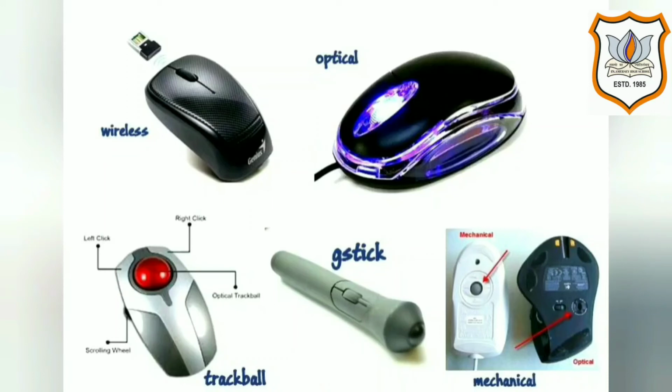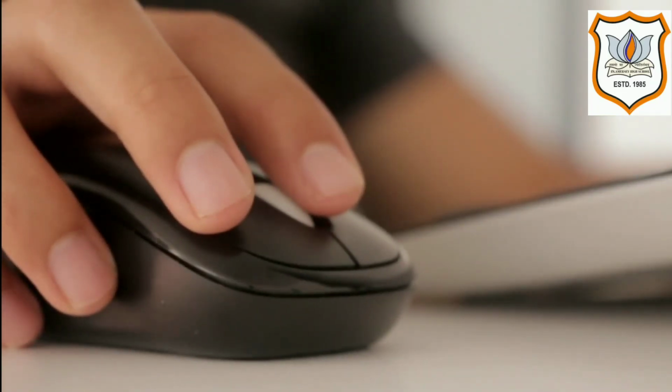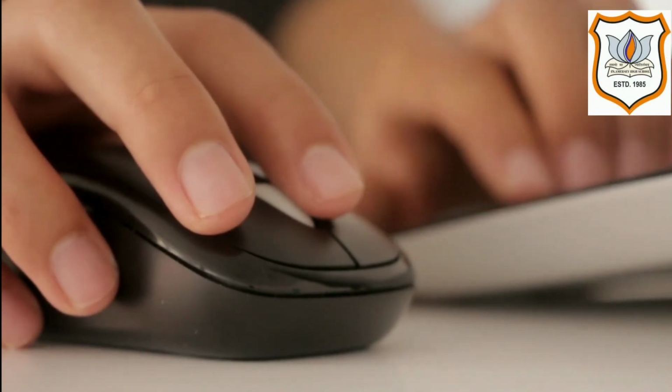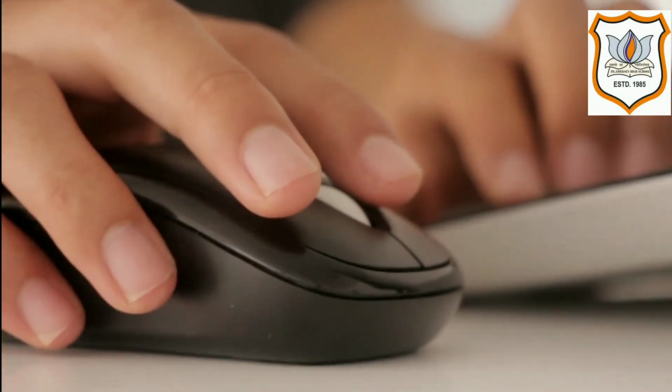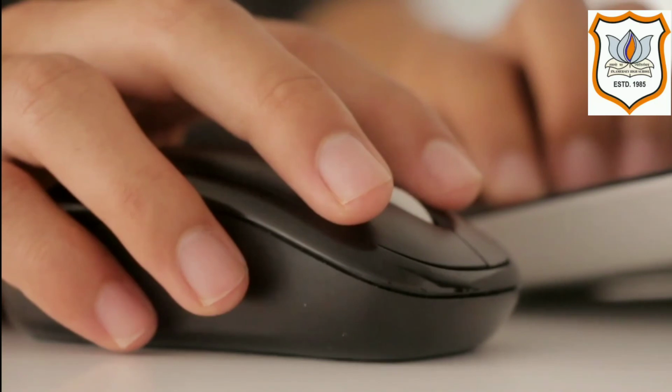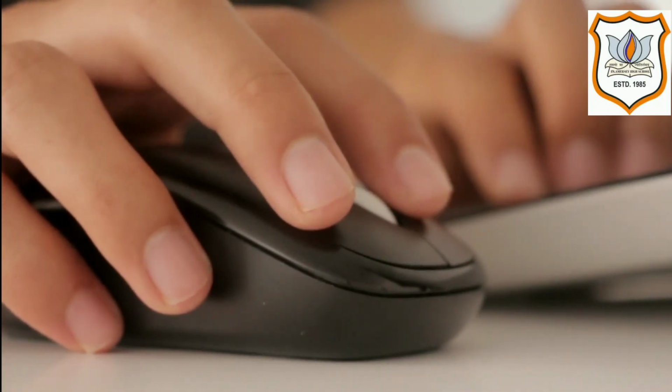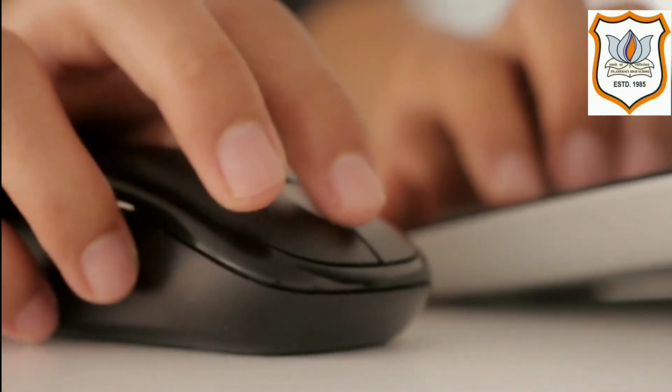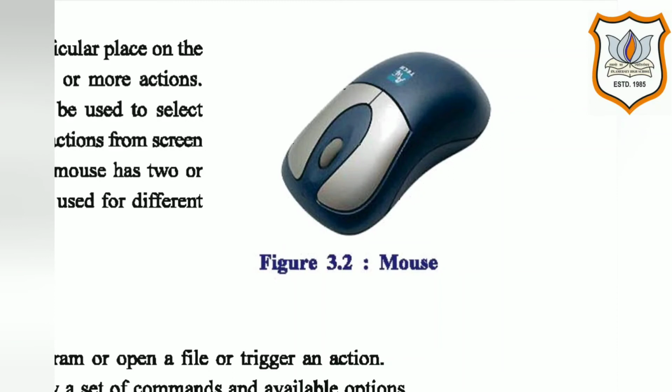Typical mouse actions are as follows: left click used to select an item, double click used to start a program or open a file or trigger an action, right click usually used to display a set of commands and available actions, drag and drop, it allows you to select and move an item from one location to another, scroll. Many applications provide scroll bars on right side of a screen.